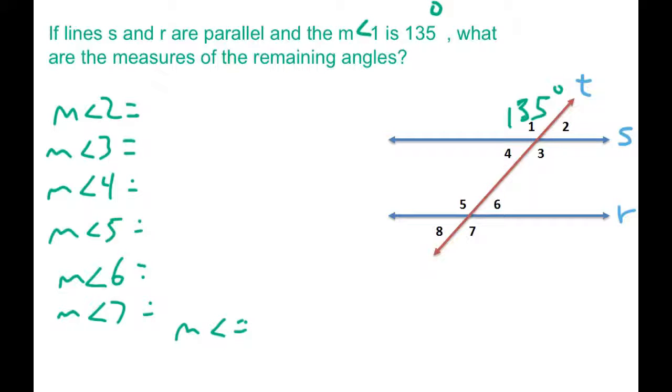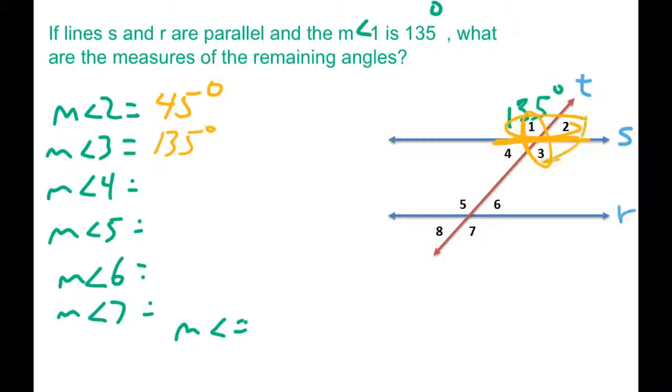All right, so let's see, angle 2. Angles 2 and 1 are right next to each other on a straight line, so we know they're supplementary. So 135 plus 45 is 180, so 45 degrees. Now, there's a bunch of different ways we can get some of these. Angle 1 and angle 3 are vertical, so they're congruent. So if 1 is 135, 3 is 135.